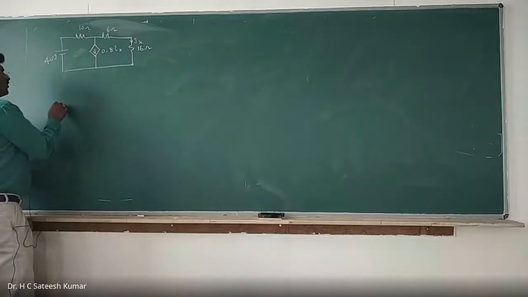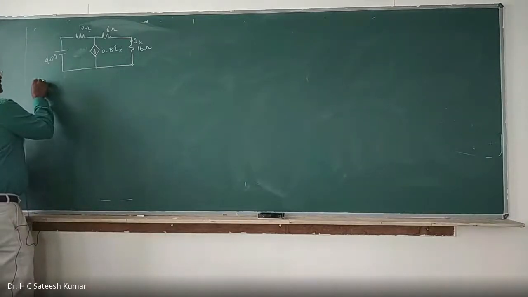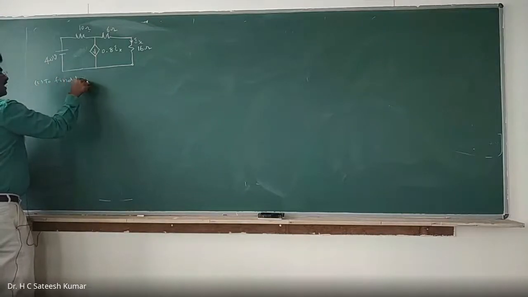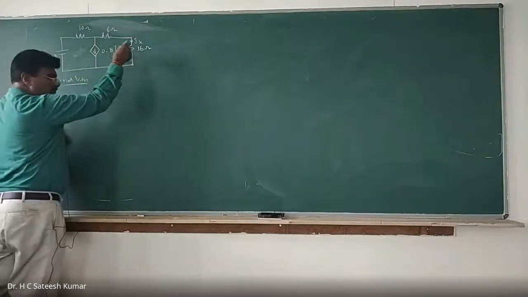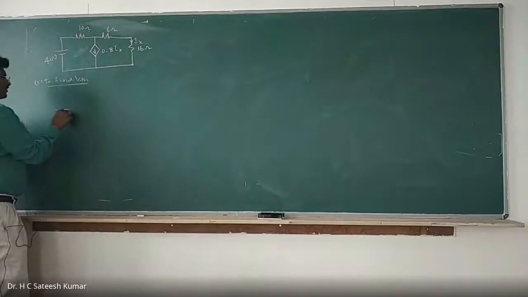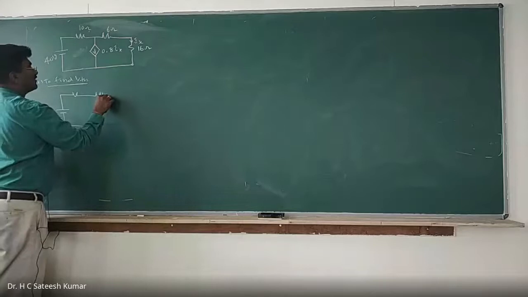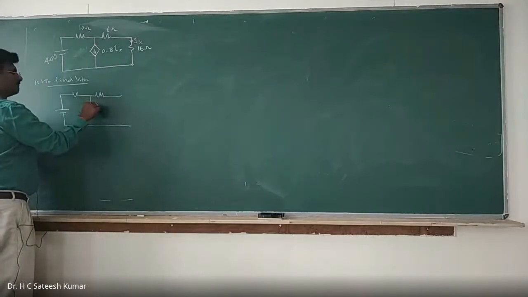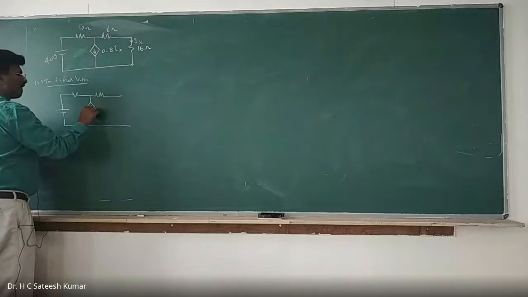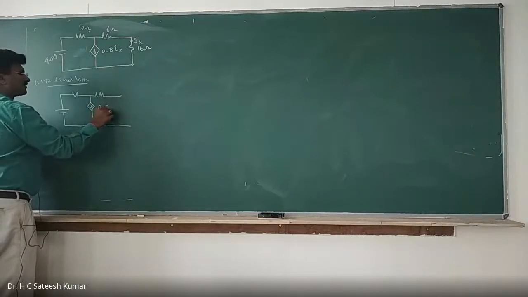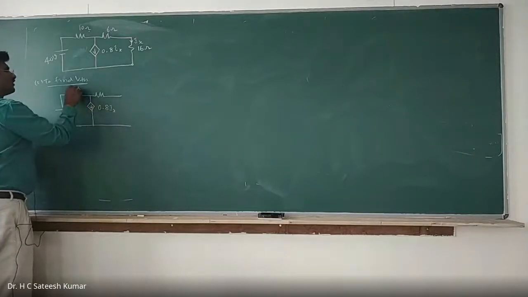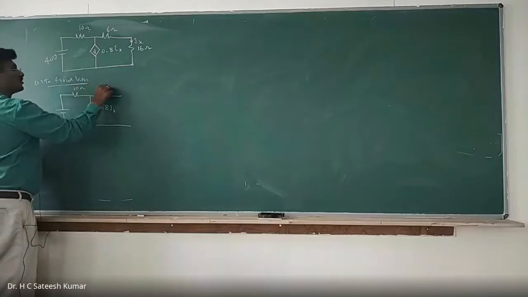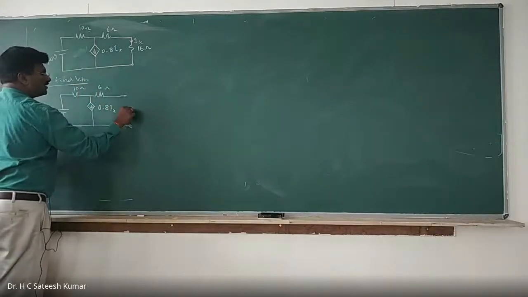So first you open that. The first step is to find VTH. I want to find the current through the 16 ohm resistor, so make it open first. So what should you do? This is a very interesting problem. Carefully observe that. 0.8 IX, 10 ohms, 6 ohms, and this is your VTH.